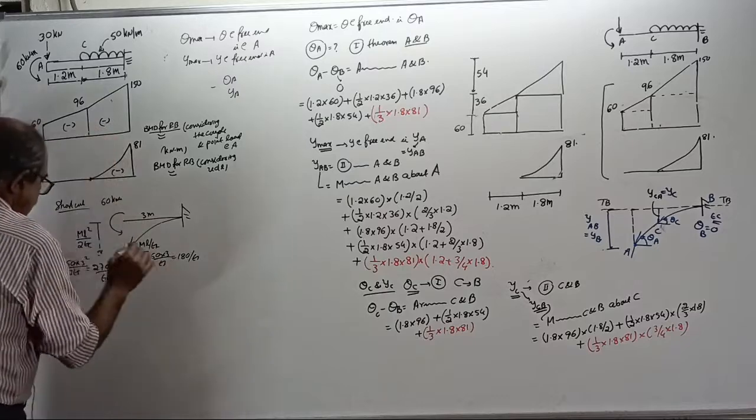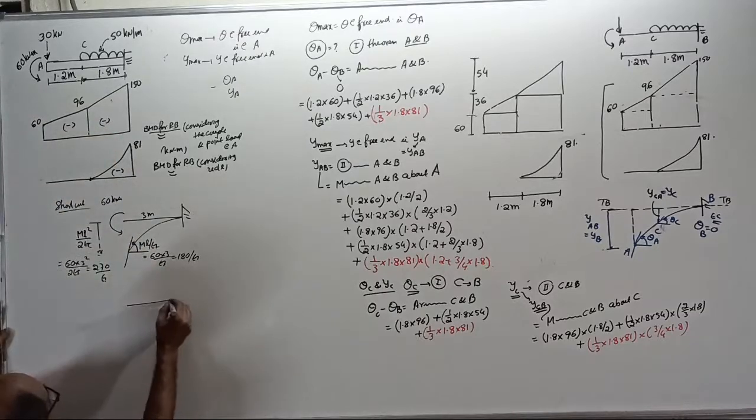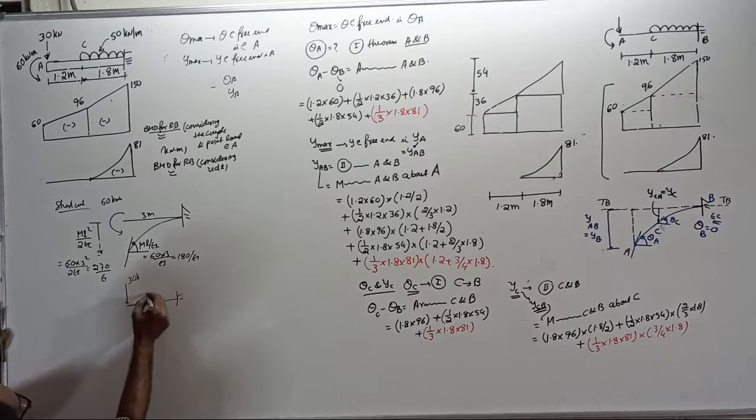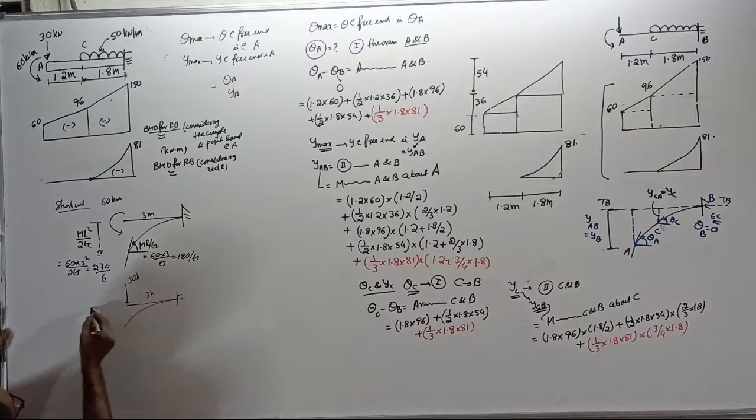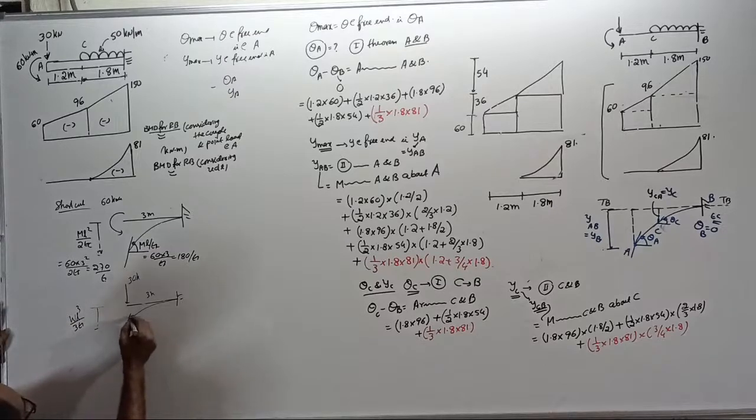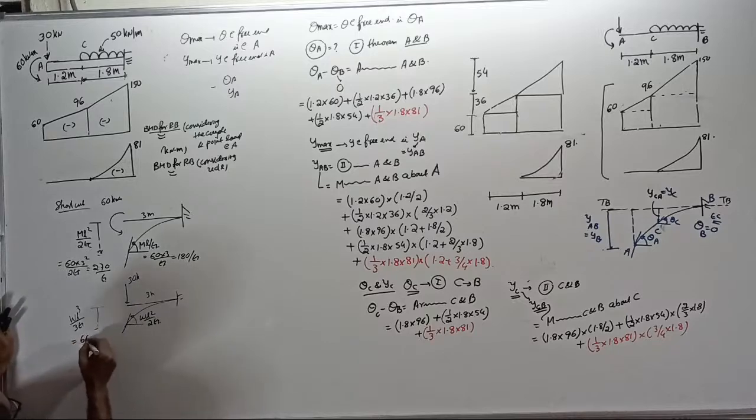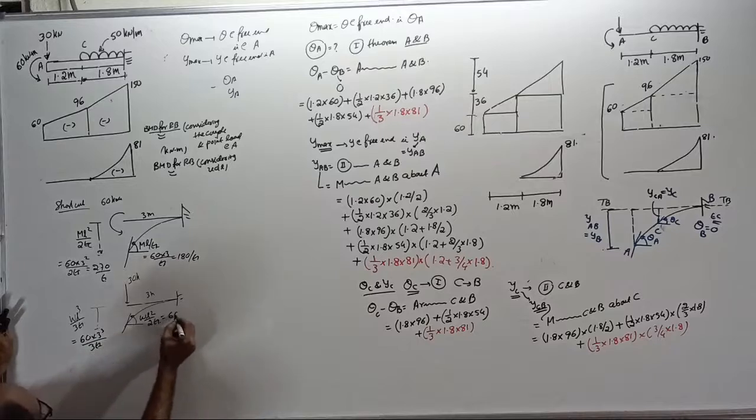Now, side by side, consider the point load. The point load is here. How much load? 30 kilonewton. Span 3 meter. The elastic curve goes this way. This deflection is WL cube by 3EI. This slope is WL square by 2EI. So if you use that property, calculate by substituting. W is 60 into 3 cube by 3EI. This is 60 into 3 square by 2EI.